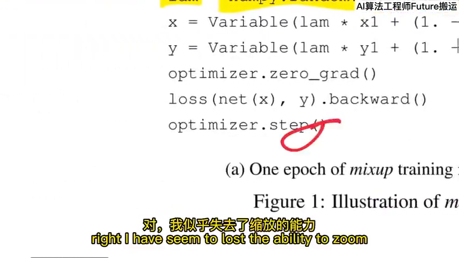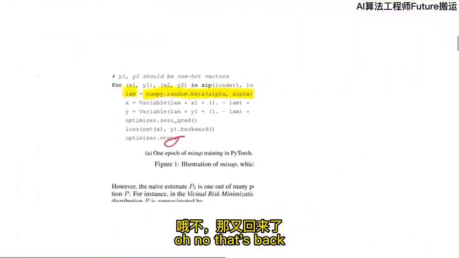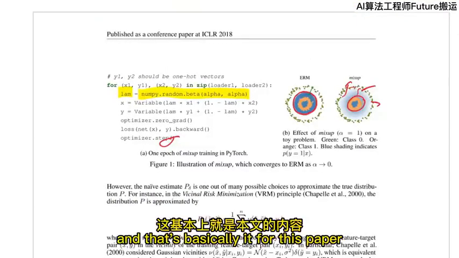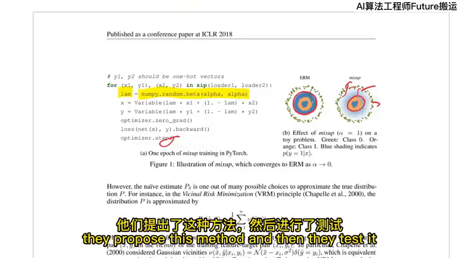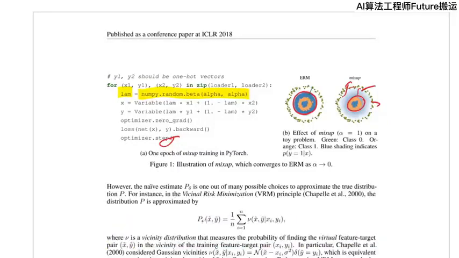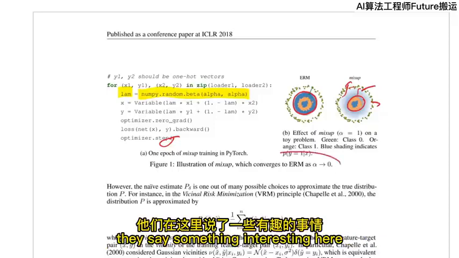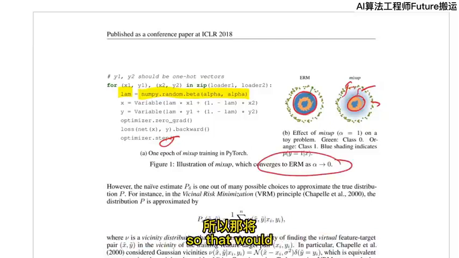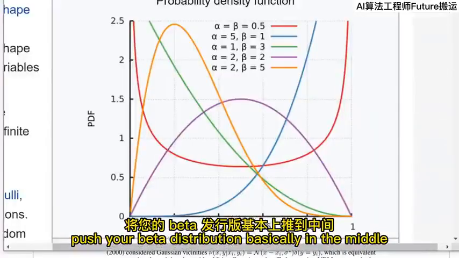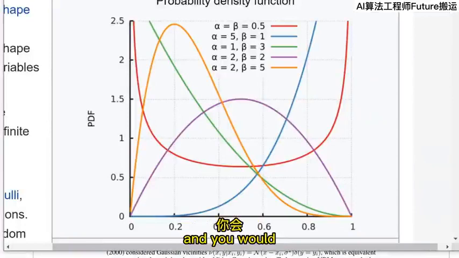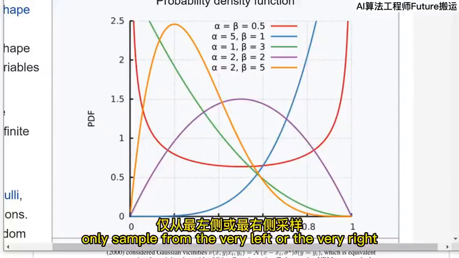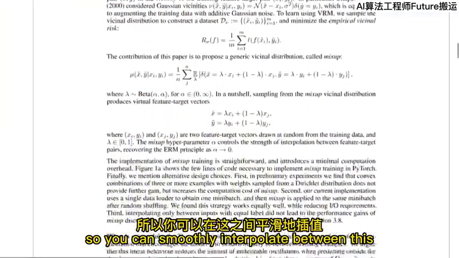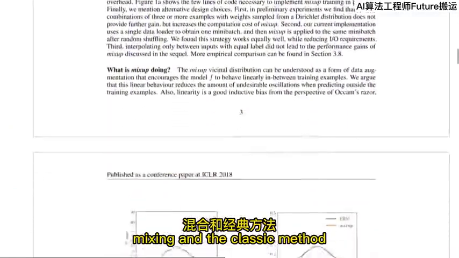Right, I seem to have lost the ability to zoom. Oh no, now it's back. Okay. And that's basically it for this paper. This is all they do. They propose this method and then they test it. They say something interesting here, that Mixup converges to the classical method as alpha approaches 0. So that would push your beta distribution in the middle all the way down, and you would only sample from the very left or the very right. So you can smoothly interpolate between this mixing and the classic method.